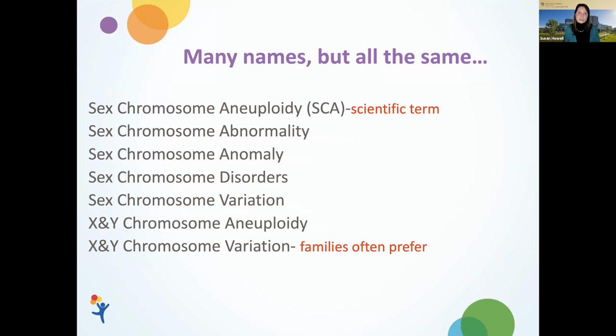So scientifically, in a lot of the medical journals, you'll read about sex chromosome aneuploidies, which is more medical jargon or a scientific term. But sometimes people will refer to these conditions as being sex chromosome abnormalities, anomalies, disorders, variations. And then there also is terminology that's used as X and Y chromosome aneuploidy, or X and Y chromosome variations, that I found many families often prefer, as it is fairly self-evident in what it is.